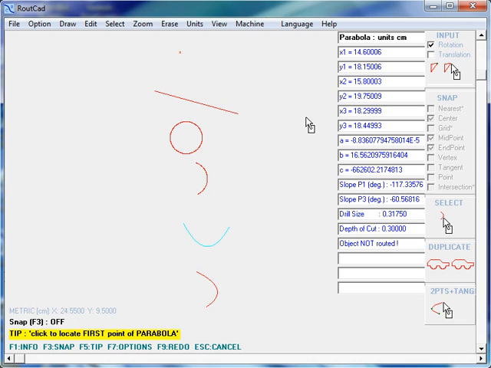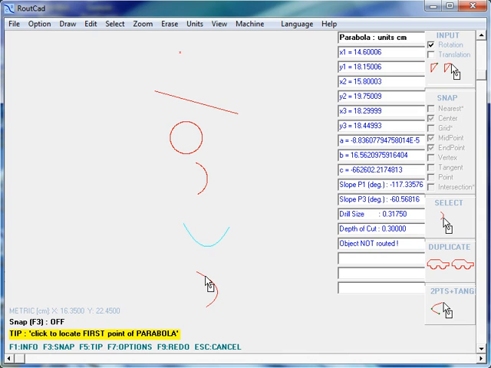We can see the first point of the parabola, x1, y1, is 14.6 and 18.1 centimeter in y, it's over here. So the slope P1, the slope for the first point, is minus 117 degrees, and the slope of P3 is minus 60 degrees.